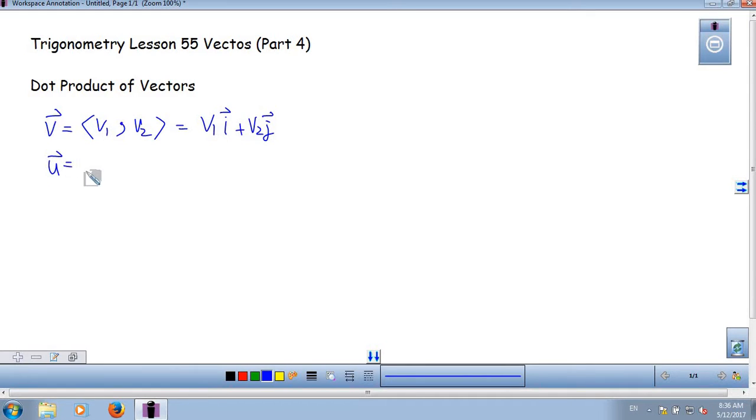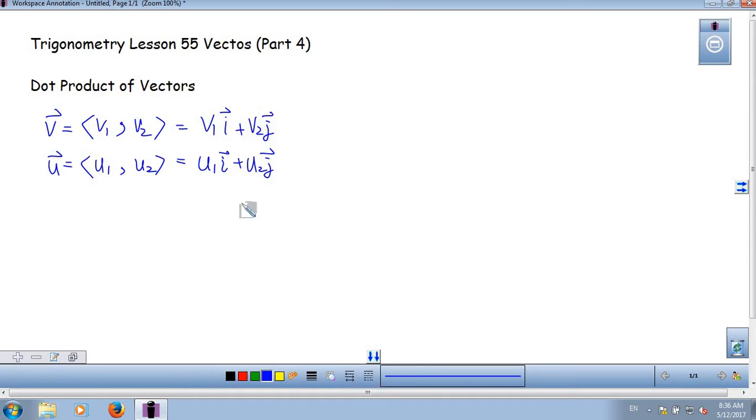So u is u1, u2. U1 is the x component for vector u, and u2 is the y component for vector u. So you can write it like this: u1 i plus u2 j. Those are from previous lessons. We already know that.